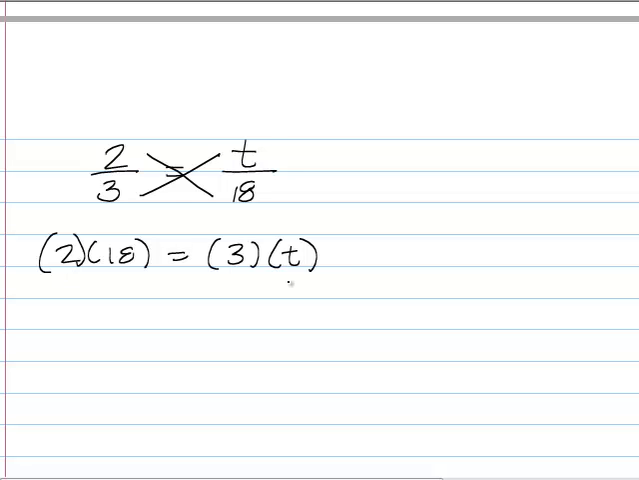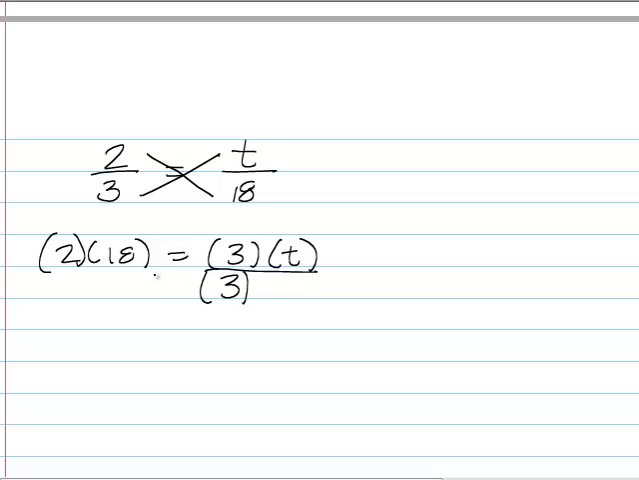In order to find what T is, we want to isolate T, and so we have 3 multiplied by T. We want to get rid of that 3, or undo that 3, to create a 1 here, and so T is by itself. And in order to do that, we're going to divide this by 3. That's going to give us just T on this side.